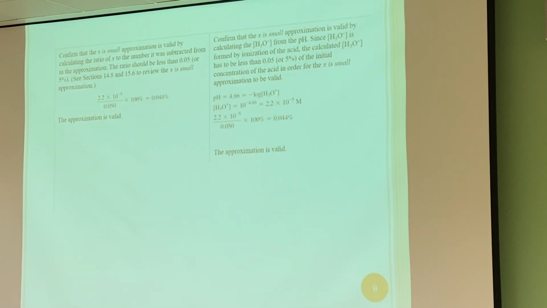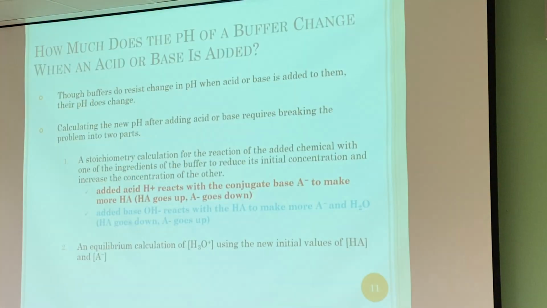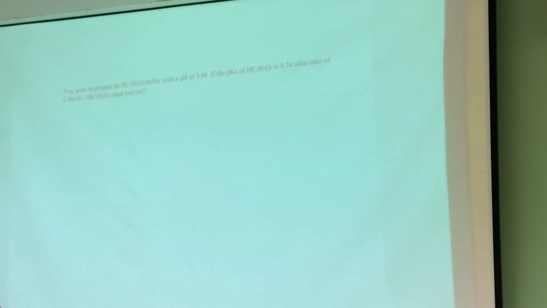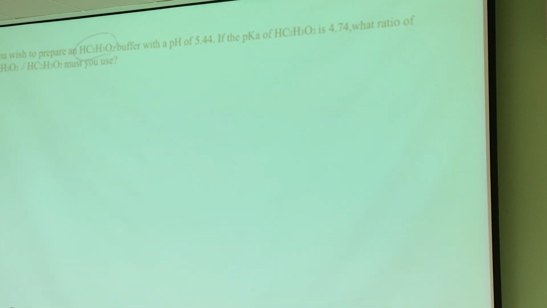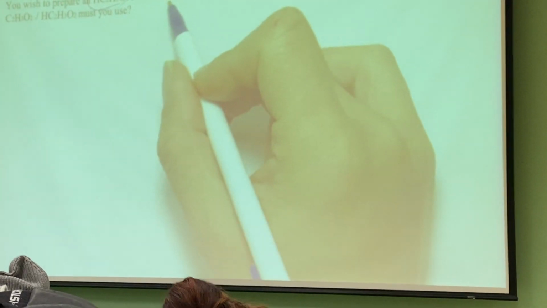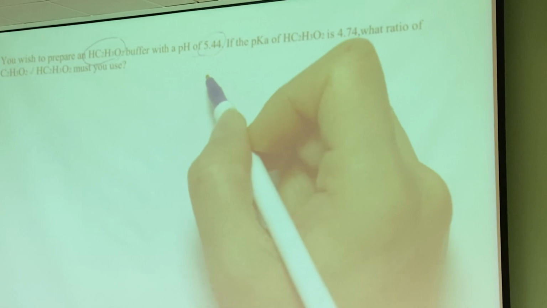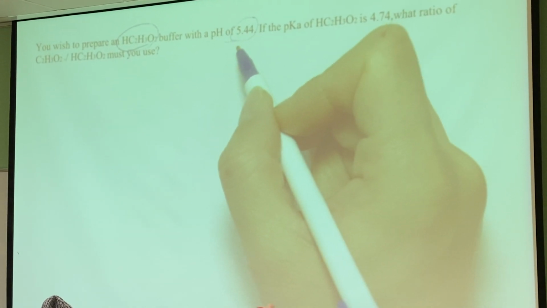And we did some examples to use the Henderson-Hasselbalch equation, right? So now, let's do one more example. Still related with the application of the Henderson-Hasselbalch equation, but in another way. So here it tells you, okay, you already know what kind of buffer you want. You want to prepare this buffer, acetic acid. And the pH is given. I want the pH 5.44, I need that pH.